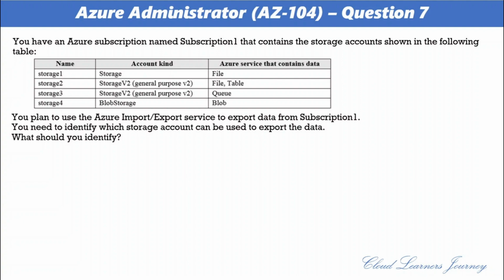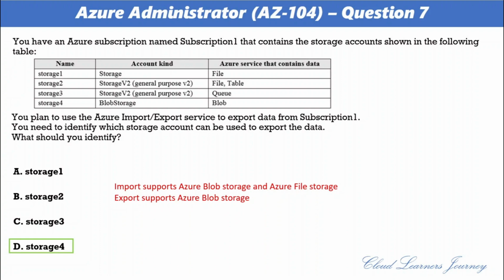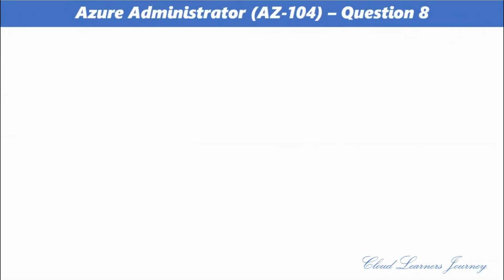You plan to use the Azure Import Export service to export data from Subscription 1. You need to identify which storage account can be used to export the data. What should you identify? And the options are A. Storage 1, B. Storage 2, C. Storage 3, D. Storage 4. And the correct option is D. Storage 4. For Azure Import Export service, import supports Azure Blob Storage and Azure File Storage, and export supports Azure Blob Storage.